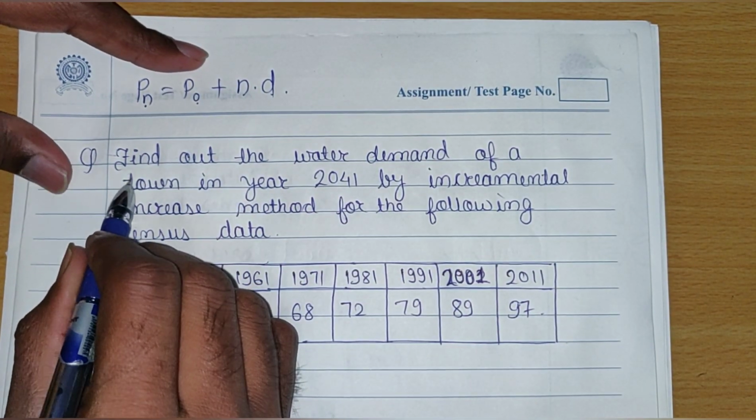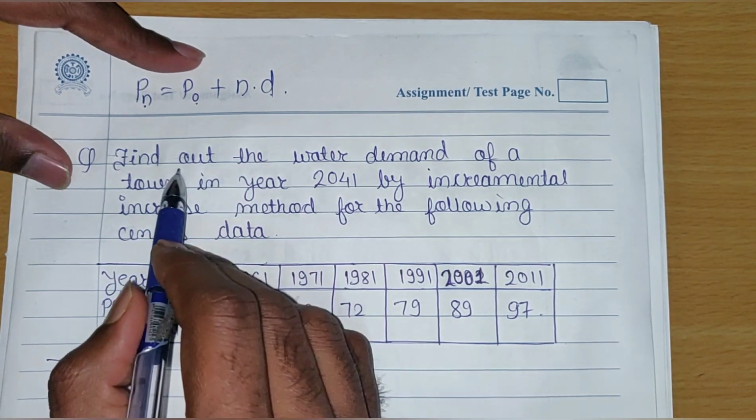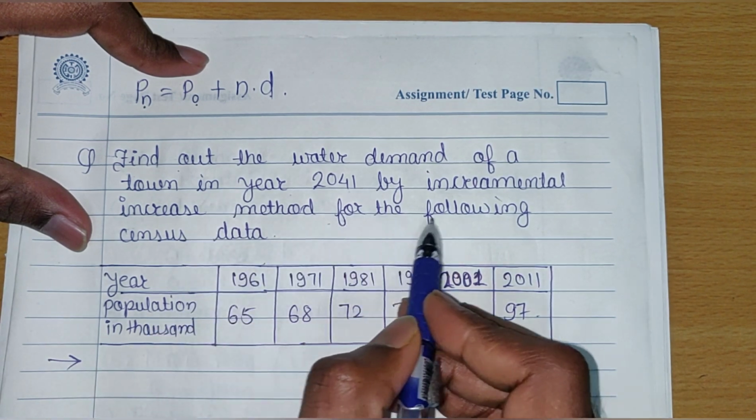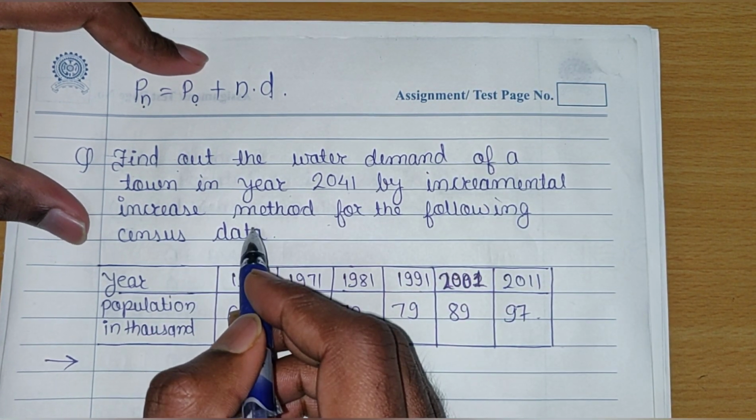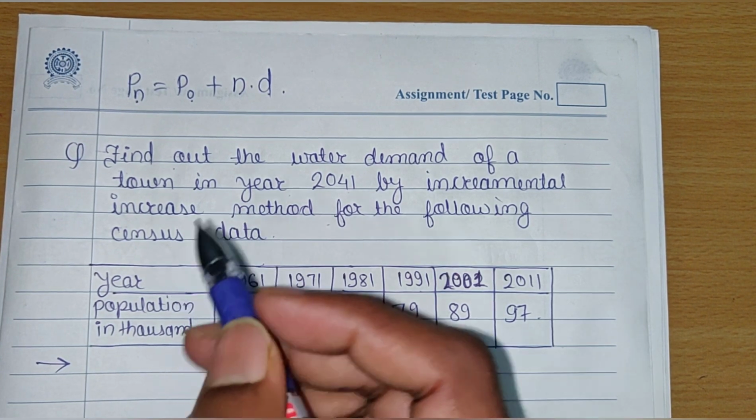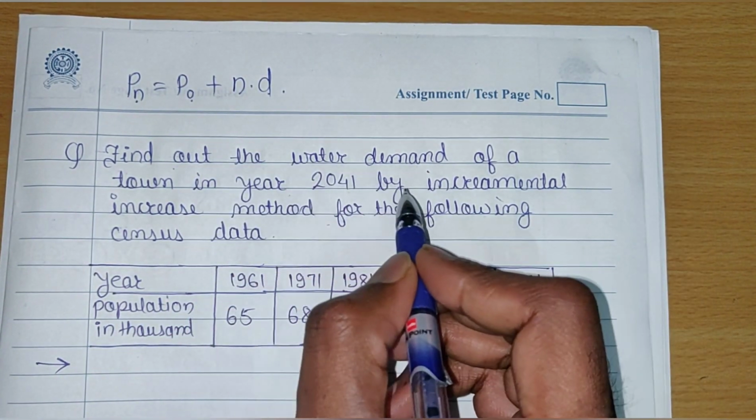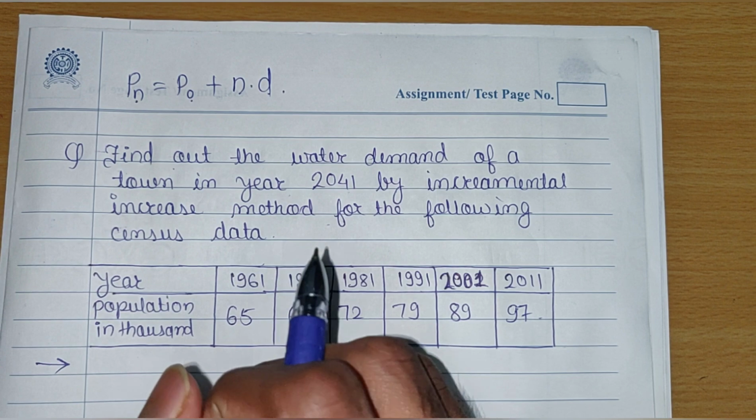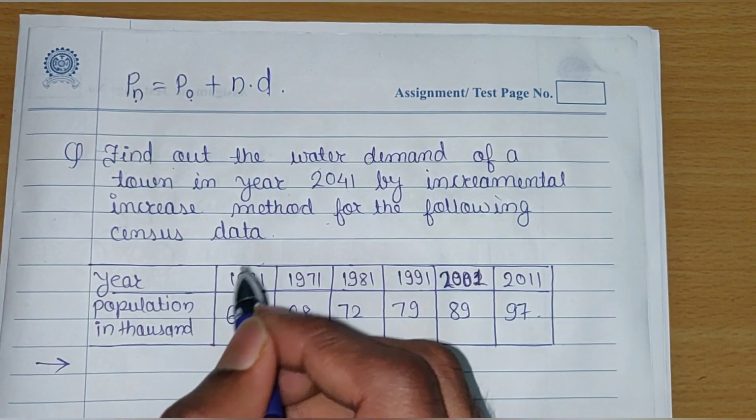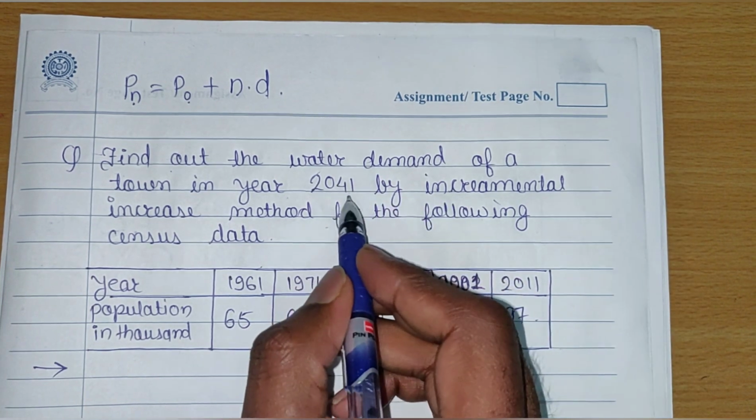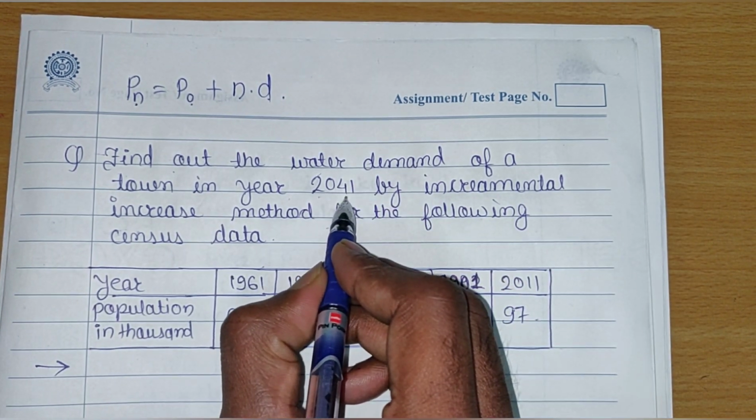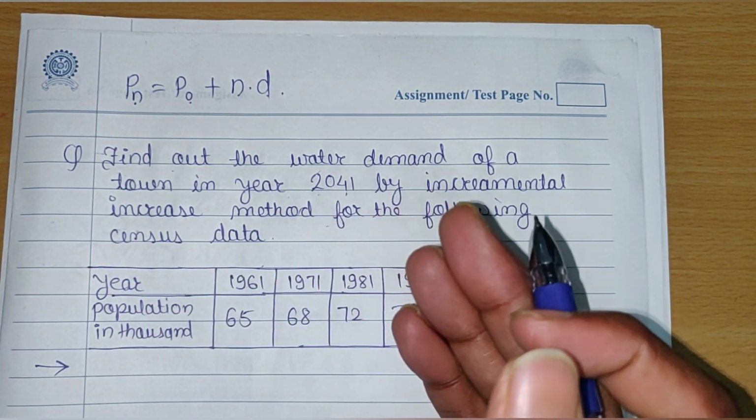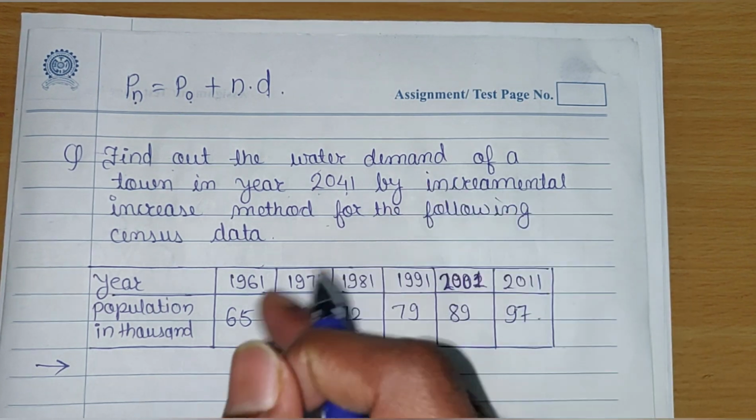This question was asked in the May 2018 exam. Find out the water demand of a town in year 2041 by incremental increase method for the following census data. Here they have not asked us to find the forecasted population of 2041, but they have indirectly asked it, because the water demand depends upon the population. For finding the water demand of 2041 we need to find the population of 2041. That's why in this numerical, first we have to find the forecasted population of 2041, then the water demand.